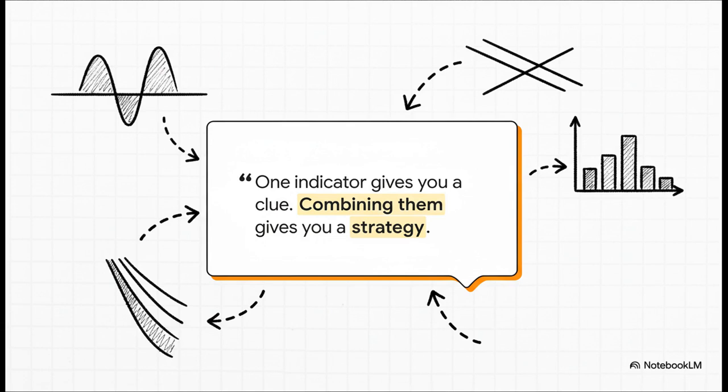And if there is one thing you take away from all this, please let it be this. No single indicator is a crystal ball. An RSI signal all by itself, that's just a clue. But an RSI signal combined with a weakening trend on the ADX and declining volume, now that tells a compelling story. That is how a clue becomes a strategy.